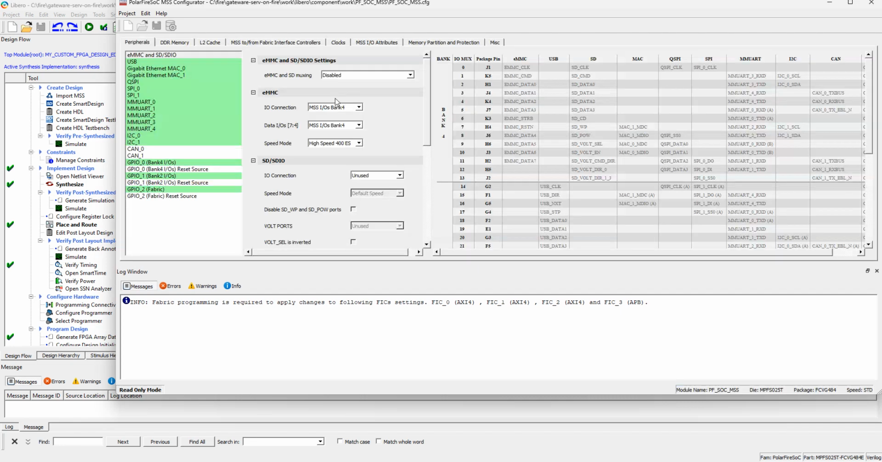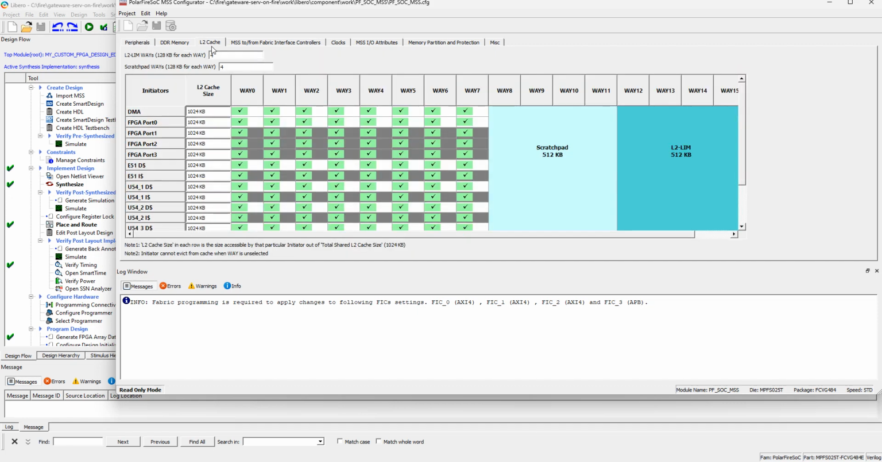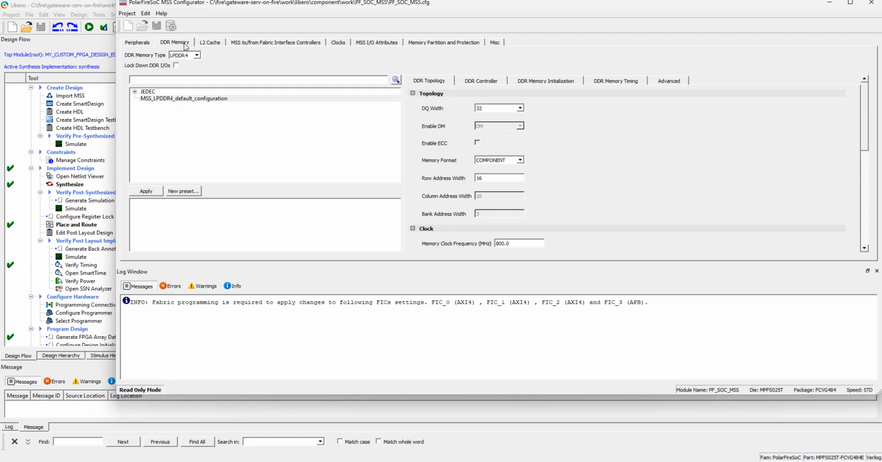This is opening up the MSS configurator, but since it's in this mode when you call it from Libero, for whatever reason, it's going to be opened up in read-only mode. So you can see here things that have been activated. You can configure your DDR. You can change the data widths and other things for different boards. This has probably been configured just for the BeagleV.